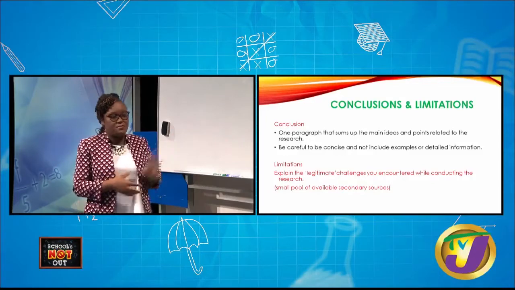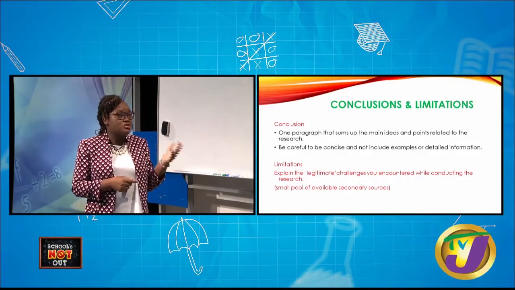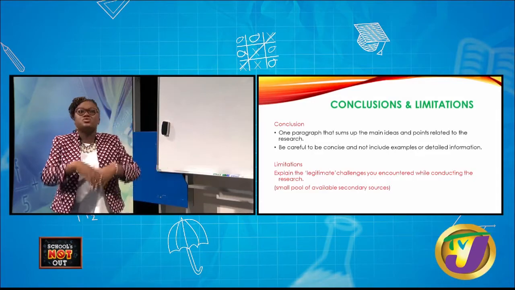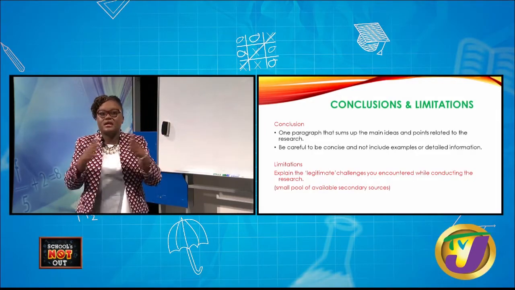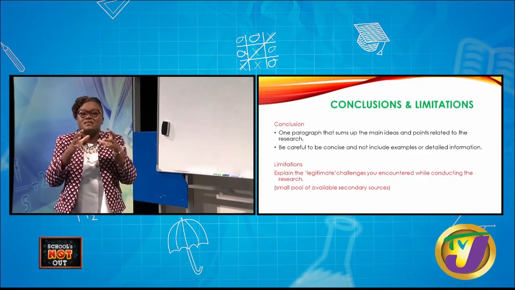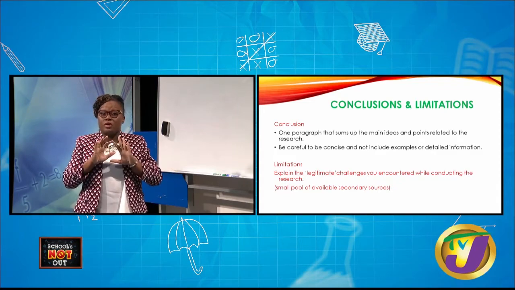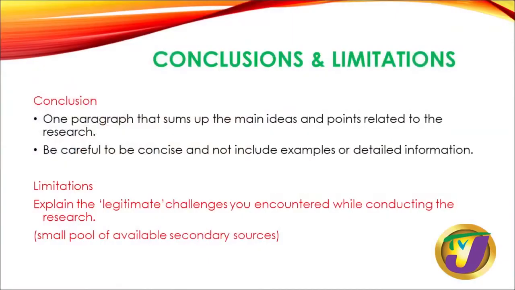So we're moving on now to the final aspects, the conclusions and limitations. The conclusion is just one paragraph summing up the main ideas and points related to the research. Be careful that it is concise. You should not be giving too much detail. No statistics are needed here. None of the raw data is needed here. Just your words summing up what you have found.